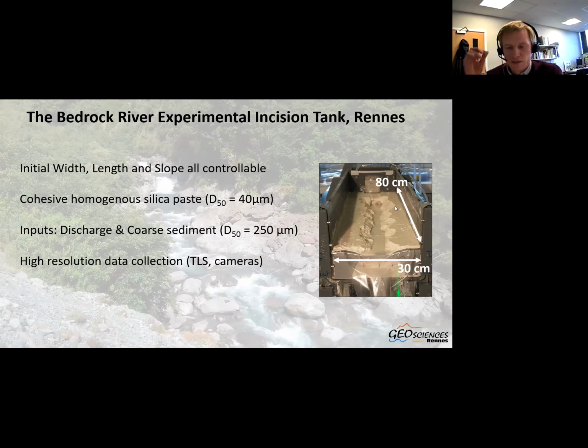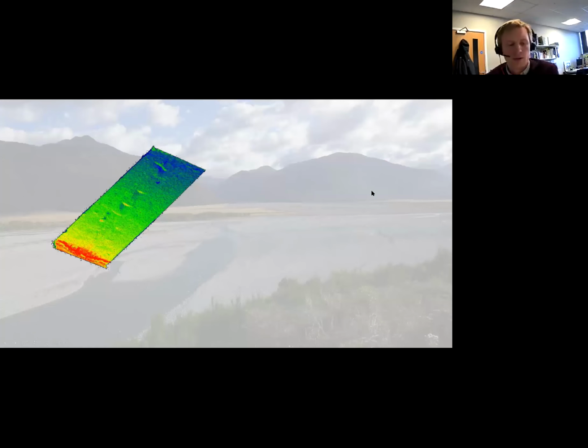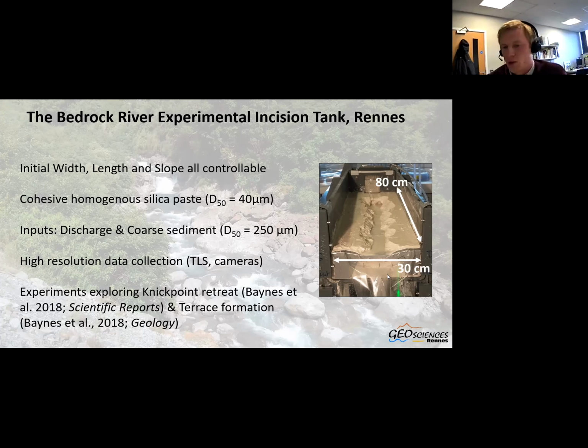So we've used this flume for a number of different studies. We've looked at the nature of the silica, so different mixes of silica giving it different cohesions, and looking at the impact of different discharges on the retreat of knickpoints, having drops in base level, and we've also looked at the formation of terraces based on changing either discharge or the sediment supply coming in. Those are in a couple of other papers, but these experiments I'm going to talk about today are relatively simple.